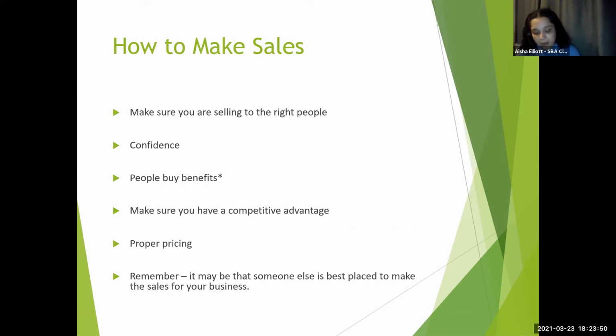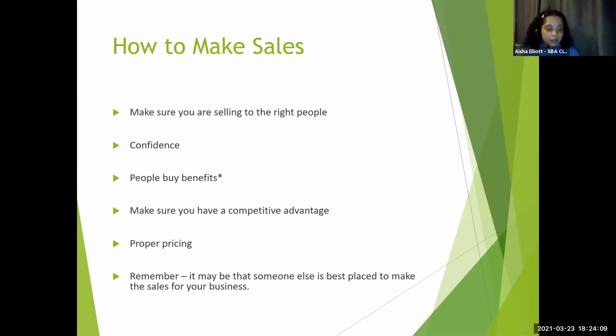And remember that people buy benefits. So what that means is that you need to have what is called a competitive advantage or a unique selling point. So something that makes you different to the other people that do something similar to you.